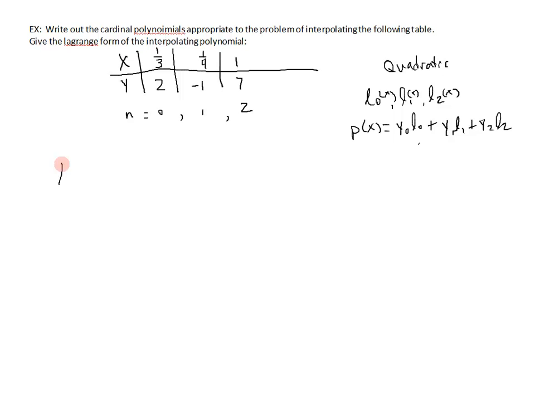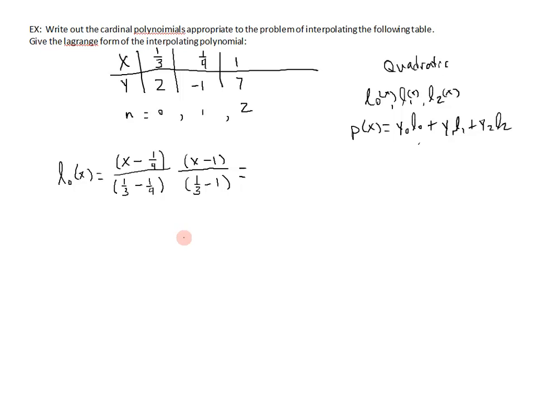So let's start with L0. L0 of x, remember, we plug in x minus x1 on top and x0 minus x1 on bottom. So we skip the x0 column, but that's what's going to be in the denominator. So we get on top x minus x1, which is x minus 1/4, over x0 minus x1, which is going to be 1/3 minus 1/4. Now we go on to our x2. So on top we're going to have x minus x2, which is x minus 1, over x0, which is 1/3, minus x2, which is 1. So 1/3 minus 1.